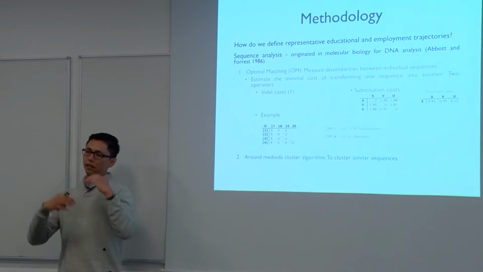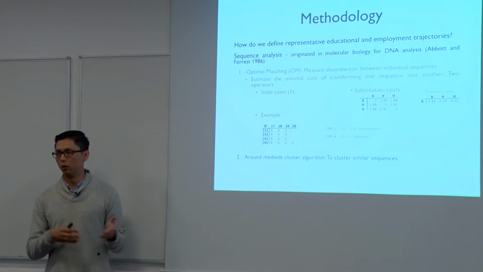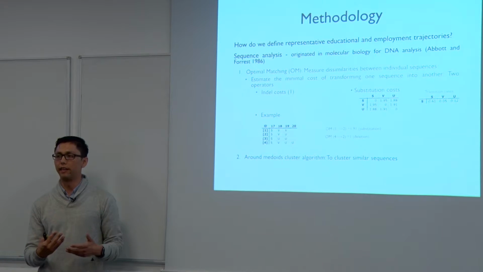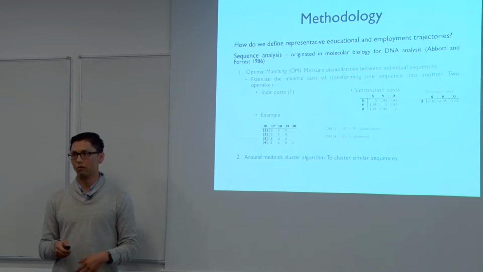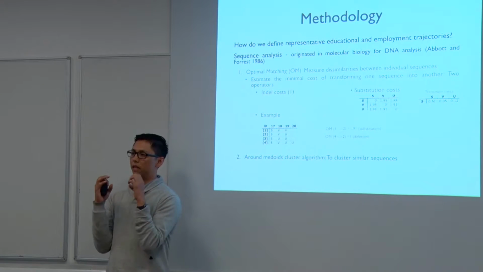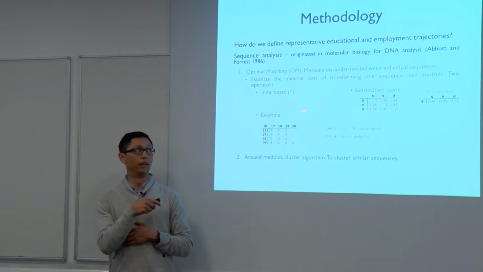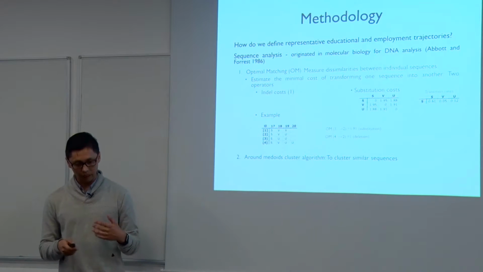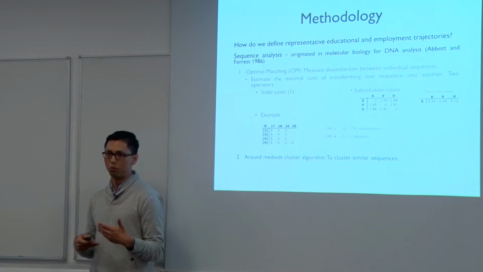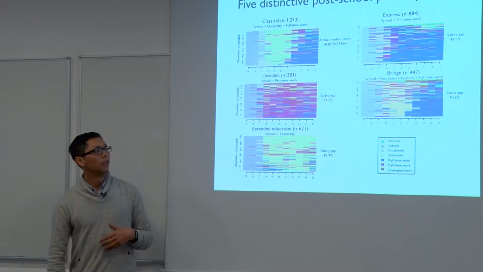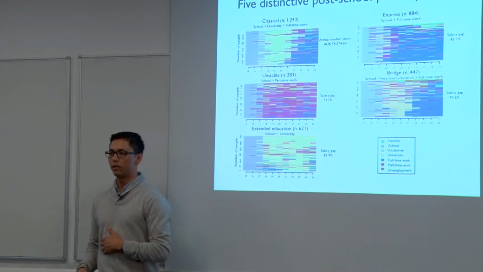So then, having built these metrics on the different costs, what we do is apply a clustering technique called the partitioning around medoids clustering algorithm. That clusters similar sequences based on the estimated cost computed during the optimal matching process. Okay, so it's a similar two-step process as you would do for a standard cluster analysis.